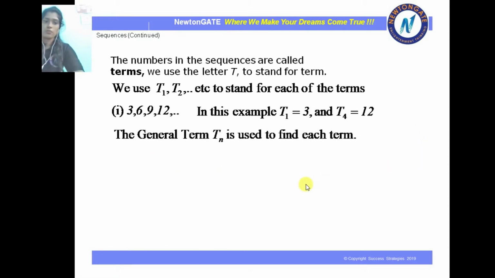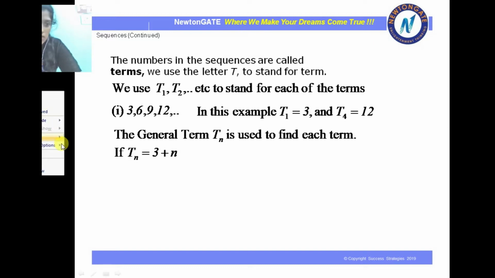The general term Tn is used to find each term. The general term means that if I take any term from here, it can be generalized. The general term for this particular sequence can be found by this formula. If I put in n, any number starting from the natural number 1, you will see, even 0, 0 plus 3 gives us 3. 3 plus 3 gives us 6.